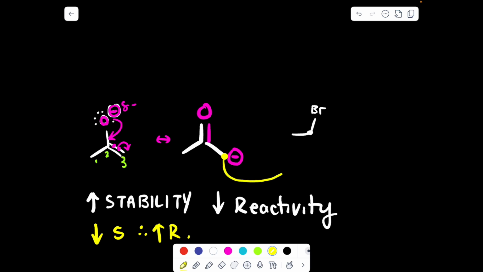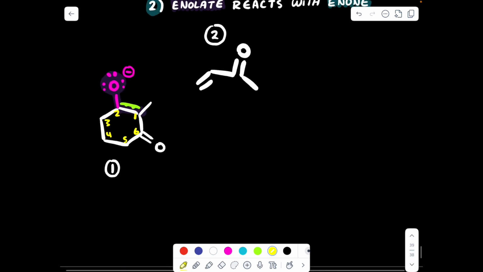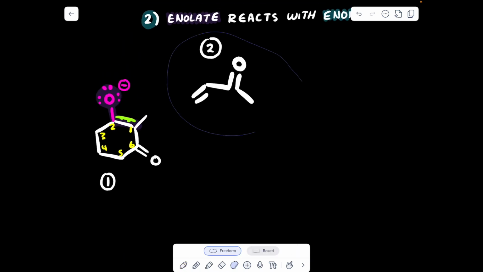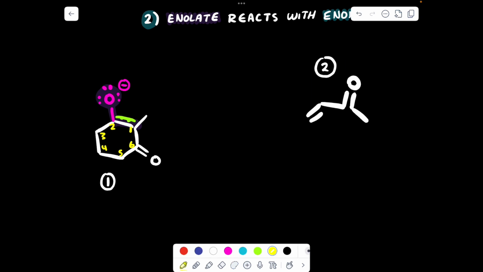So this carbon would attack the delta plus carbon on the other compound, 2 in, 2 out. So this carbon is actually the nucleophile. The same thing happens here. We must consider resonance. So 2 down, 2 up onto carbon number 1. So the reactive form of this compound actually looks like this, where there is a negative charge on carbon number 1.